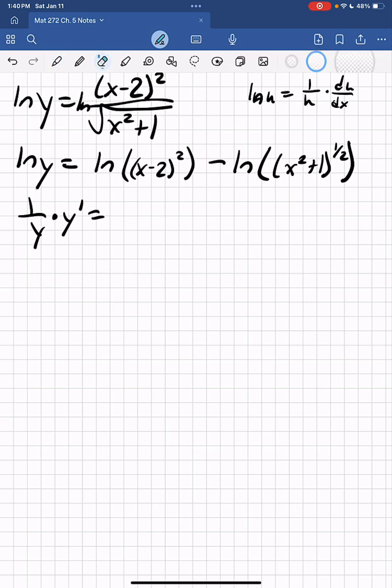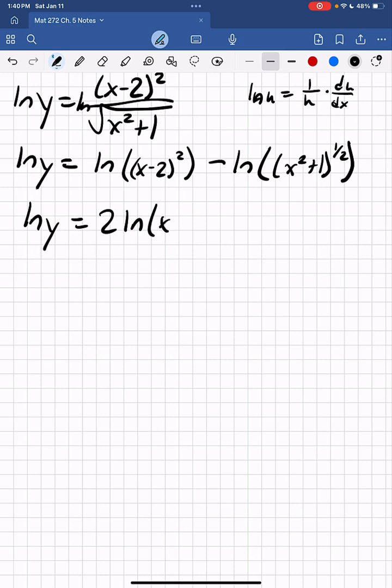Actually, I got ahead of myself here. Let's not take a derivative just yet because we can still break this apart. So let's say the natural log of y is 2 times the natural log of x minus 2. There we go. Let's go ahead and pull those powers out. Minus 1/2 times the natural log of x squared plus 1. Okay, so now I'm going to take the derivative.